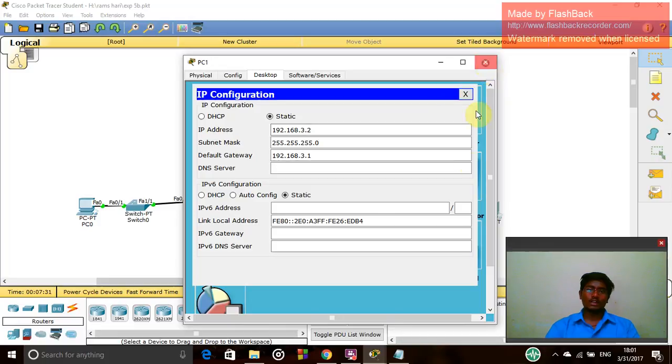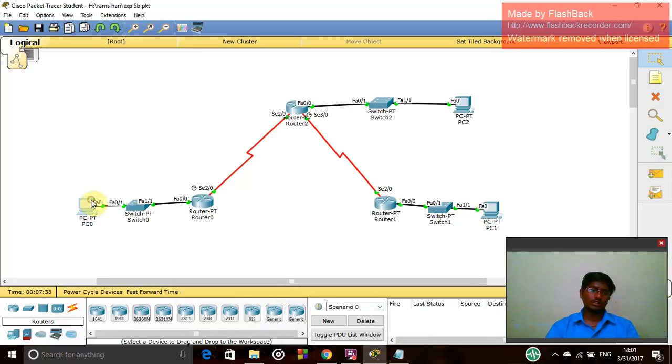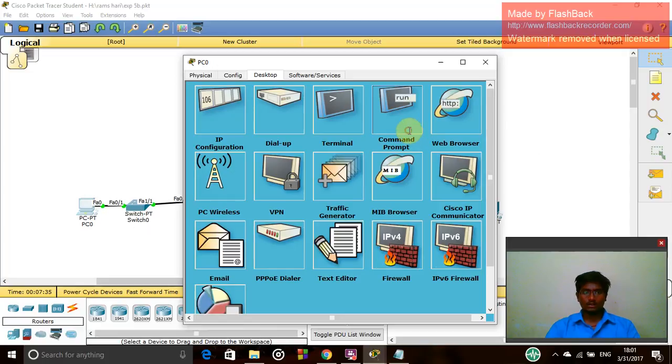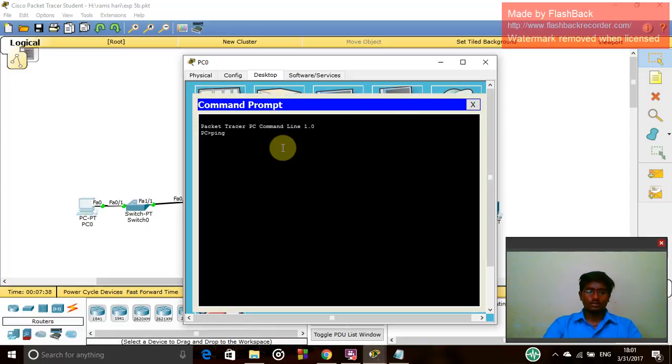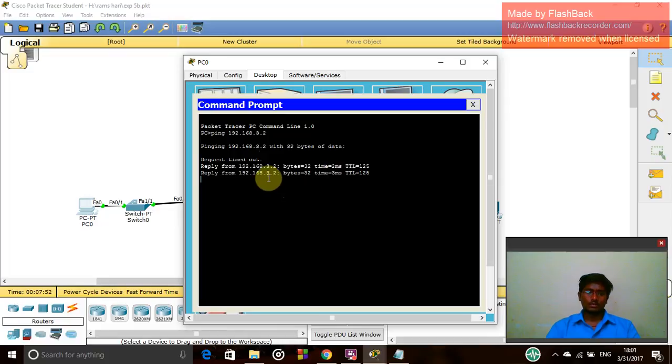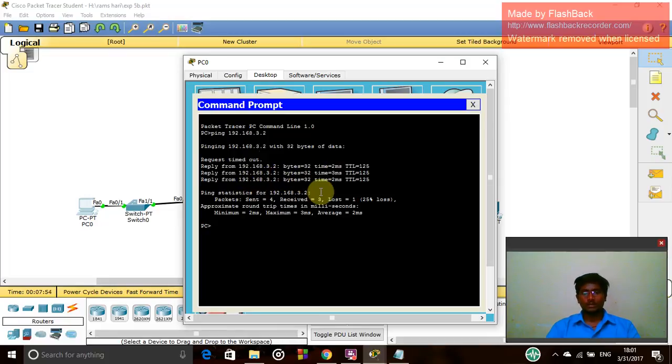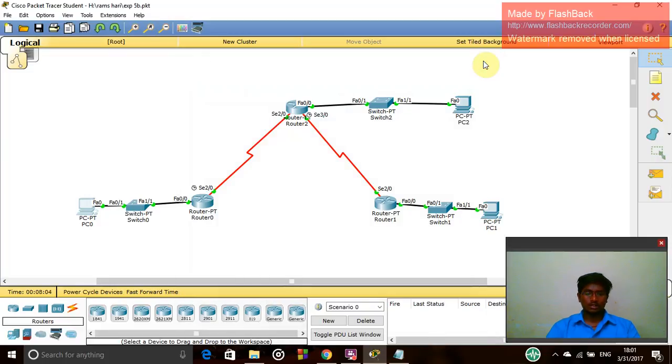192.168.3.2. So let's try to ping this PC from here. If it is pinging, it's dynamically connected. So just ping 192.168.3.2. Let's try to send the packets of data. Here it is showing the pinging with 32 bytes of data: the first one has timed out, and after that 3 packets have been sent. Totally 25% loss has occurred. This is not a maximum loss, so it's pinging properly. So this is how dynamic routing will be enabled.